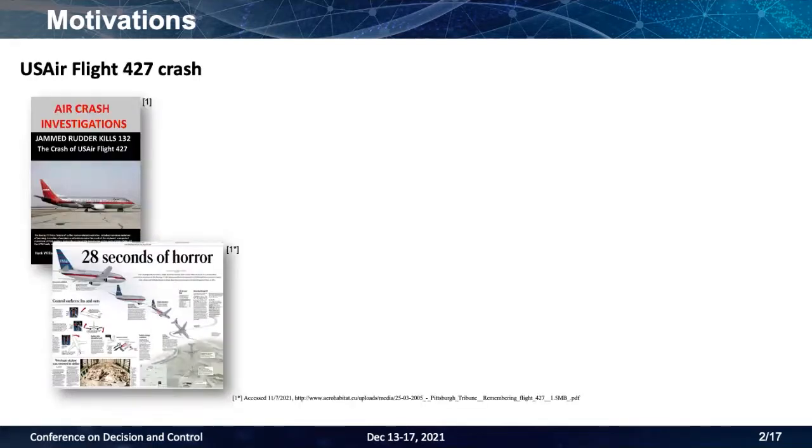On September 8, 1994, US Air Flight 427 crashed when it was approaching the runway for landing, killing all 132 people on board. The investigation concluded that the accident was caused by a jammed rudder.